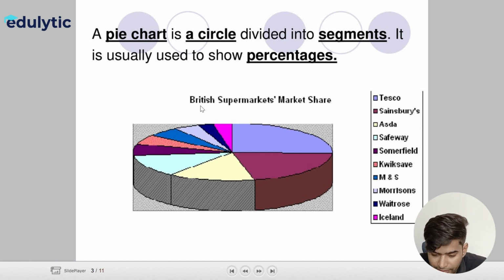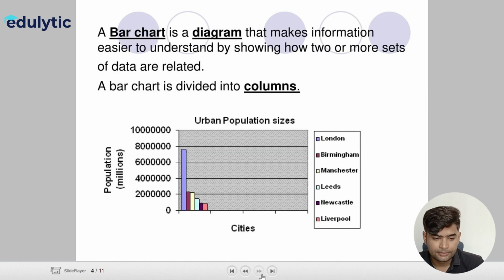Now see, each color is referring to a particular area. For example, the pink color is representing Iceland in this pie chart presenting British supermarkets' market share. Now let's move forward and see what is meant by, or what is a graphical representation of, a bar chart.